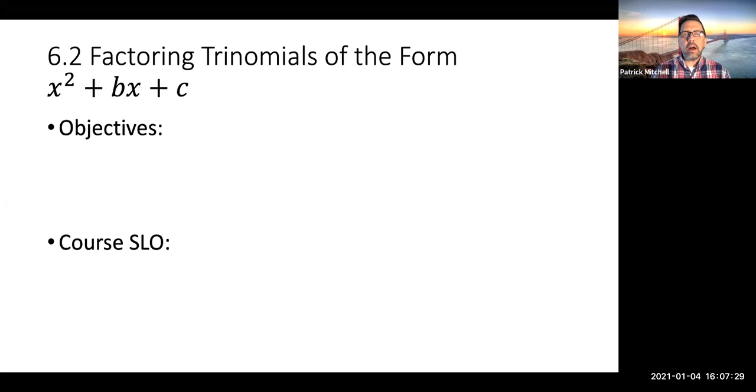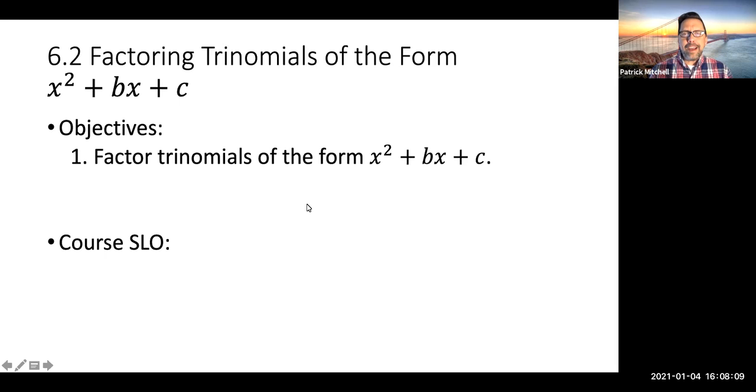We're continuing Chapter 6. Today, we're looking at Section 6.2, which is factoring trinomials of the form x squared plus bx plus c. Remember, a trinomial is a polynomial that has three terms. What's special about this particular trinomial in this section is that the leading coefficient is 1. There is no other number attached to the x squared term. In the next two sections, we'll look at what you do when there is a 2 or a 3 or a 6 there, okay? But throughout this section, it will be 1.